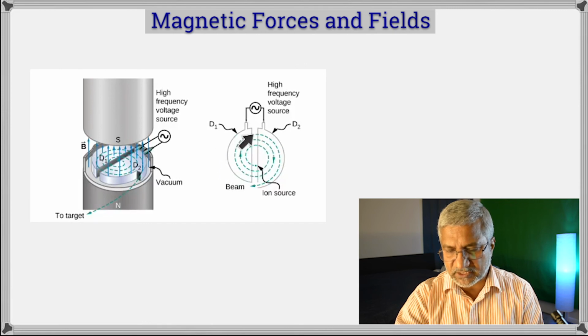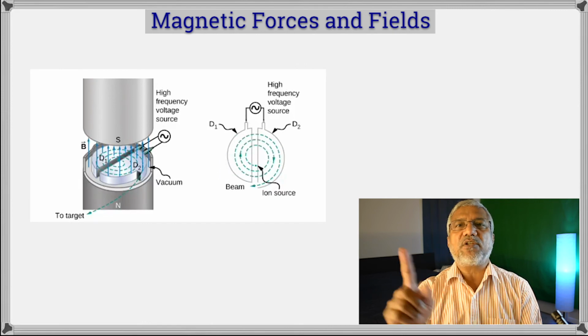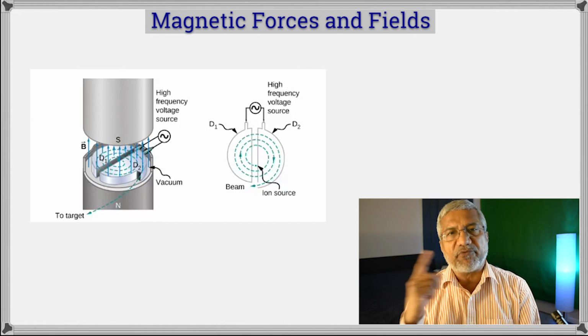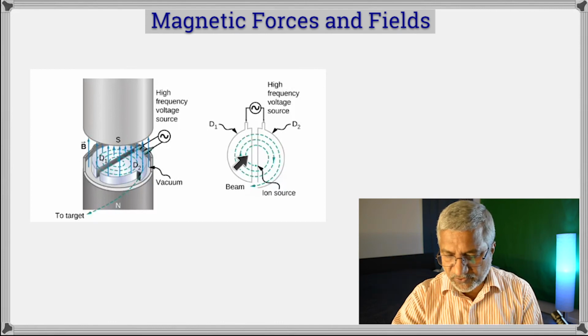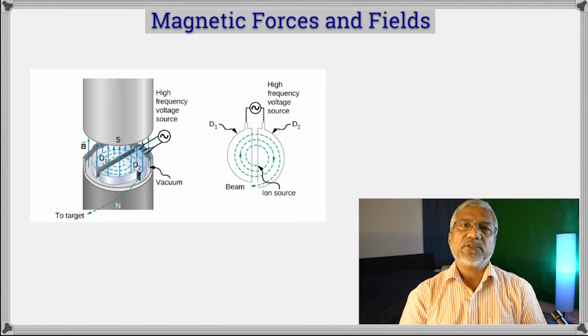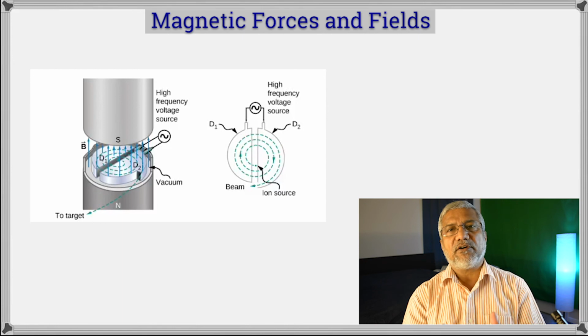So this process is repeated many times. And each time, the particle is moving faster and faster. And finally, it comes out with a huge velocity. So that is the idea of a cyclotron.